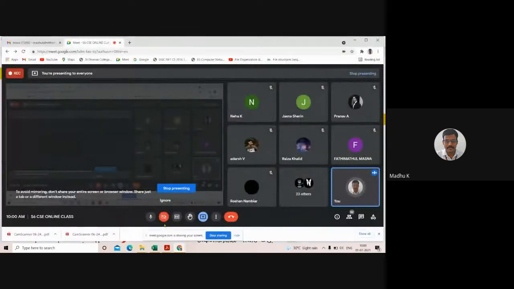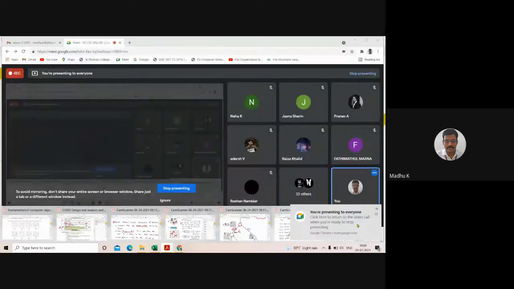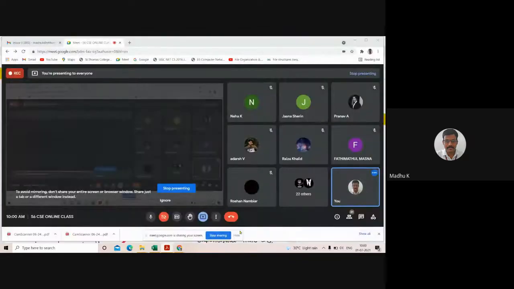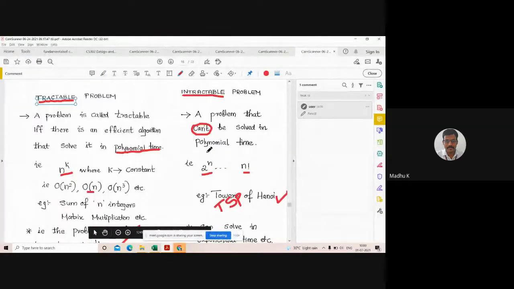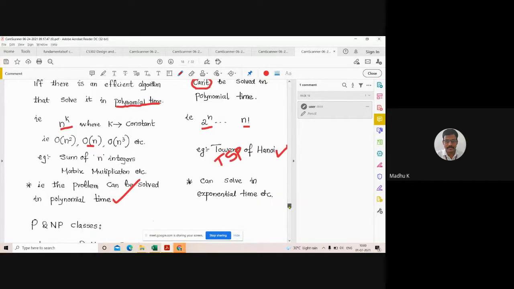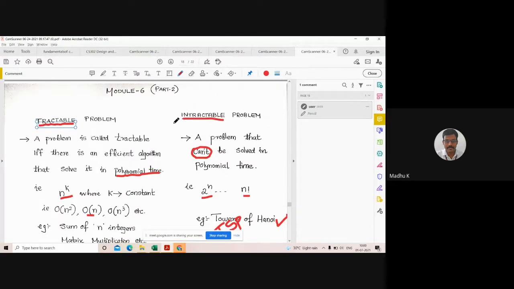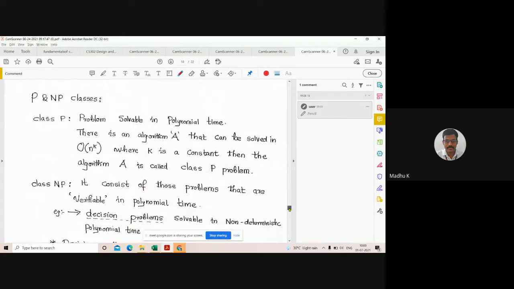Now we discussed what is a tractable problem and what is an intractable problem, with examples like TSP, the traveling salesperson problem, towers of Hanoi, then N-Queens, etc. They can be solved in exponential time, polynomial time, etc. So this is about the different tractable and intractable problems. Next, we want to discuss what are the P and NP classes.